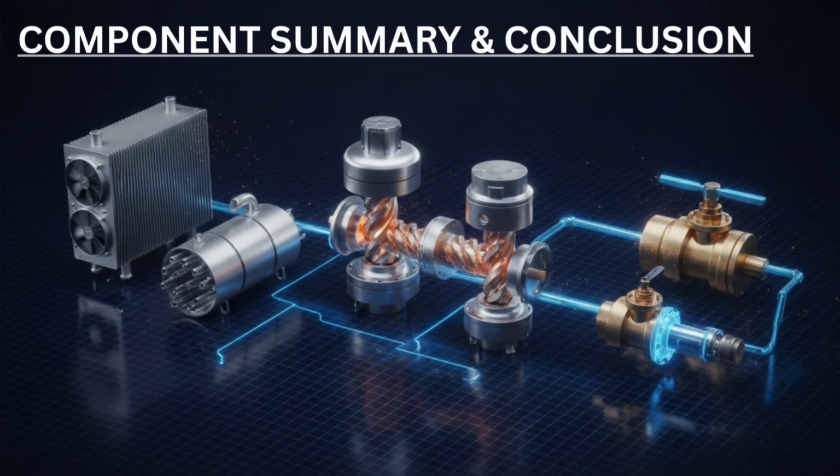Now let us summarize the main components. Component summary or conclusion. In this final slide, we see the main components displayed together. Compressors may be reciprocating or screw type. Condensers may be air-cooled or water-cooled. Expansion devices regulate refrigerant flow. Evaporators absorb heat. All these components work together in perfect synchronization.